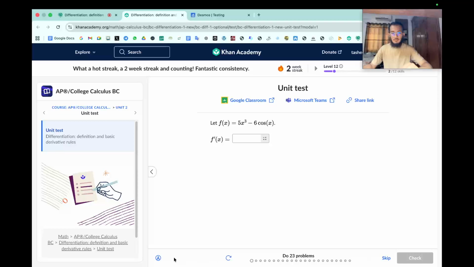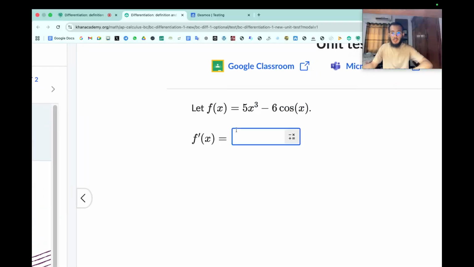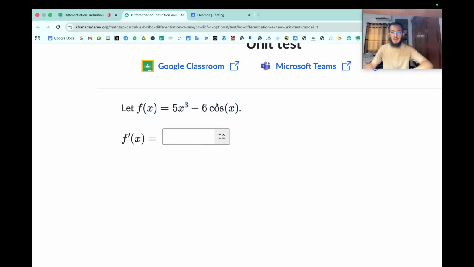Let's go. For the first question, they have asked us to find f prime of x, so we have to differentiate the entire f of x. 5 times 3 is 15, x squared, negative. Now, the differentiation of cos x is negative sine x, so this becomes positive 6 sine x. So this is our answer.